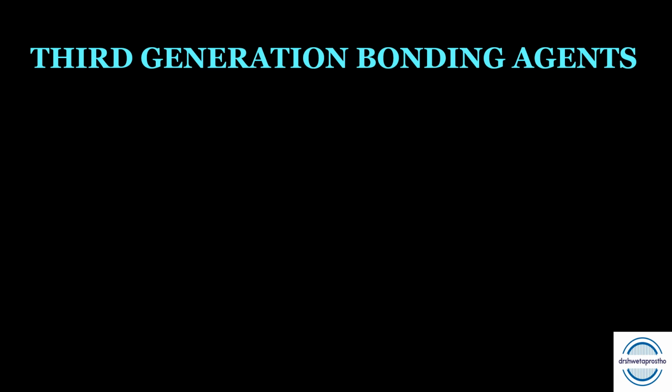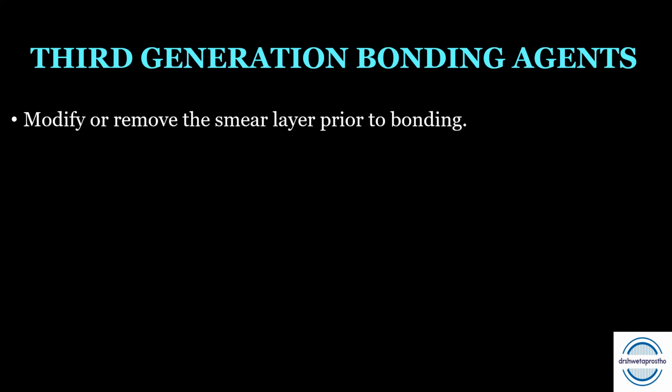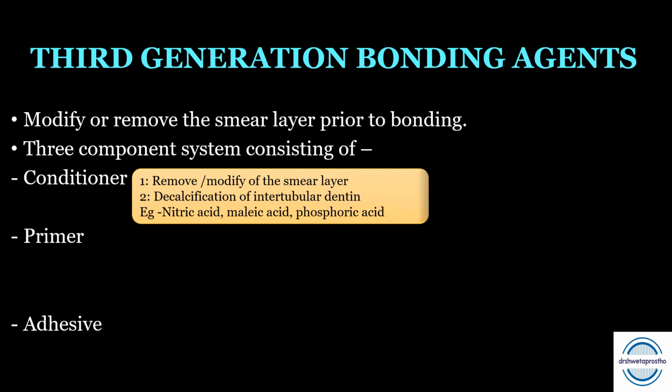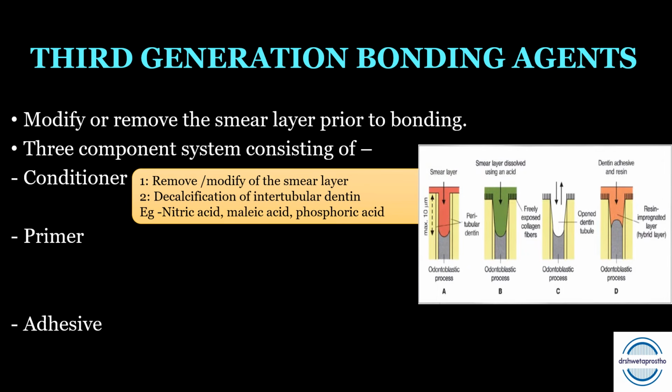Next were the third generation bonding agents. Two approaches were employed in this. First was to modify the smear layer to improve its property, or remove the smear layer without disturbing the smear plugs. A three component system was introduced in this: first the conditioner, second the primer, and third the adhesive. The conditioner removed or modified the smear layer. It also does the decalcification of the intertubular dentin to a depth of a few microns. Basically it is conditioning the dentin. For example, 2% nitric acid, 2.5% malic acid, phosphoric acid was used.